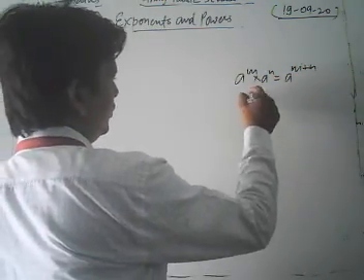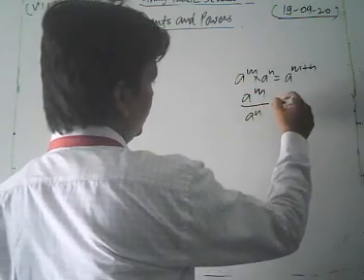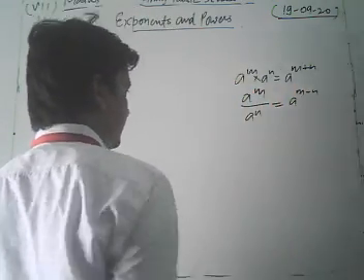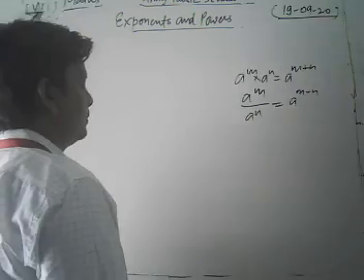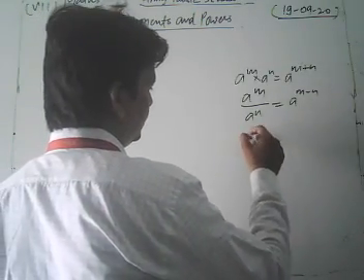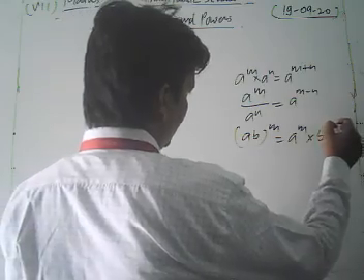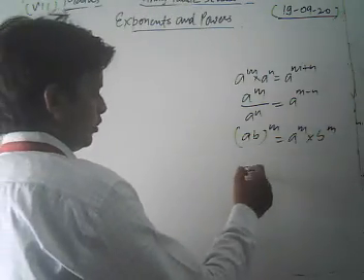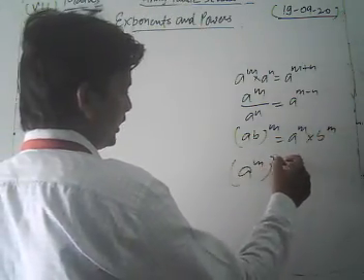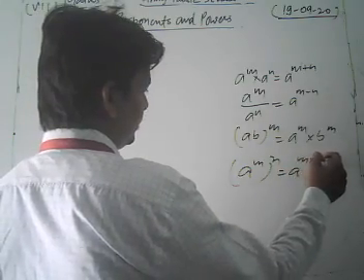We discussed the formula a to the power m upon a to the power n, which is a to the power m minus n, and also the formula (ab) to the power n is equal to a to the power n into b to the power n, and also the concept (a to the power m) to the whole power n is equal to a to the power m into n.